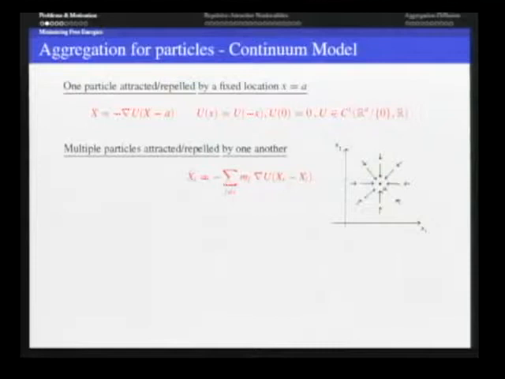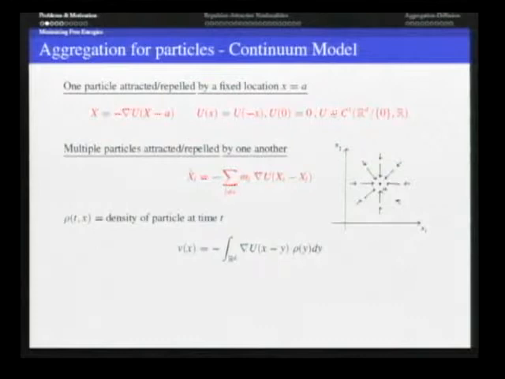So the questions I want to discuss are related to the continuum model associated to this kind of particle system. At least to guess the equation for the evolution of a particle density from the particle system is quite easy. If you denote by rho(t,x) the density of particles at time t, position x, then by the way in which you derive the velocity field for the interaction between particles, you can guess that the velocity field generated by that continuum density of particles will be given by that formula, the convolution of the density with the gradient of the potential, okay?